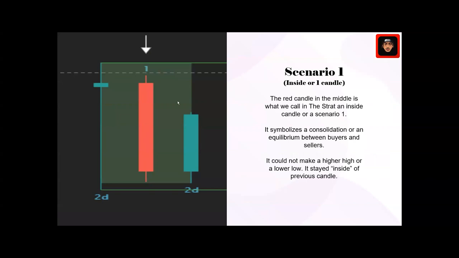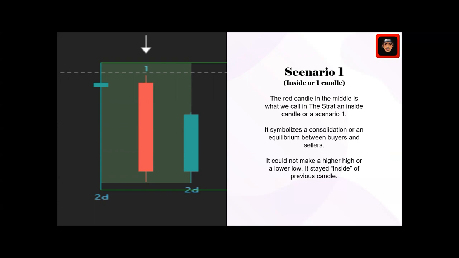All right. But a scenario one, inside candle, this candle right here, it doesn't break the high. Remember from seeing the sheet, the high or the low of the previous candlestick, all right? We're always basing the candle that we're looking at on what it did in relationship to the prior candle, all right? So a one candle is basically a consolidation. It's an equilibrium between buyers and sellers. It didn't make a higher high or a lower low.